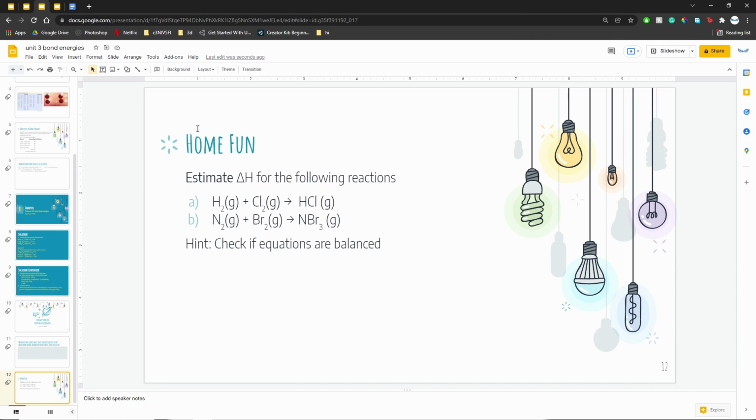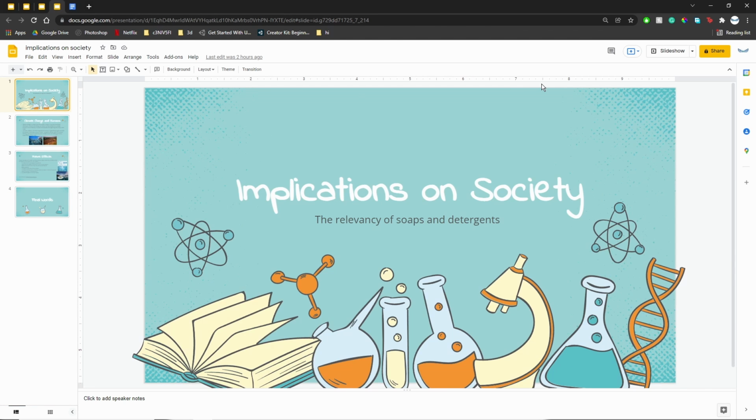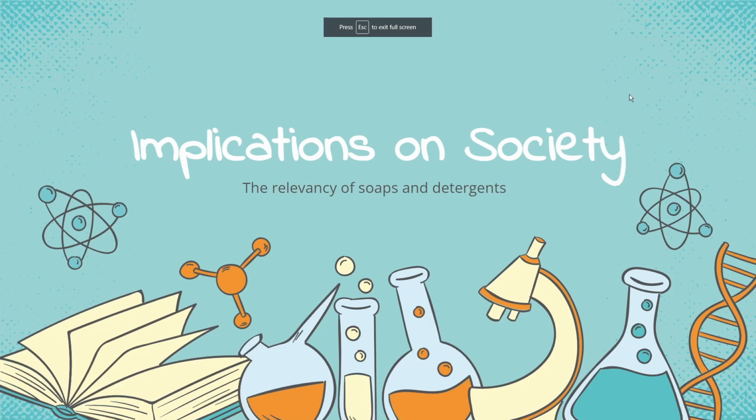But that has been the 3 lessons. And so to tie it all together and say, why do we care about all this? I'll be talking about the implications on society and the relevancy of soaps and detergents.